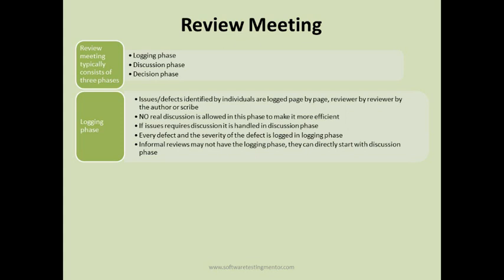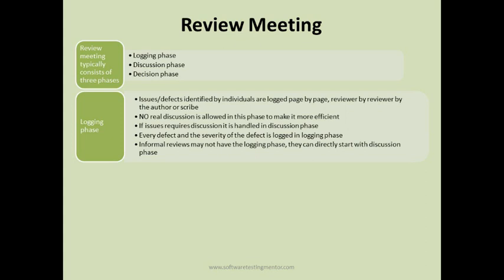Every defect and the severity of the defect is logged in the logging phase. Informal reviews may not have the logging phase. They can directly start with the discussion phase. If you are following a formal review process, then only the logging phase is relevant. Otherwise, with most informal reviews, the logging phase doesn't apply. You can directly go ahead with the discussion phase.